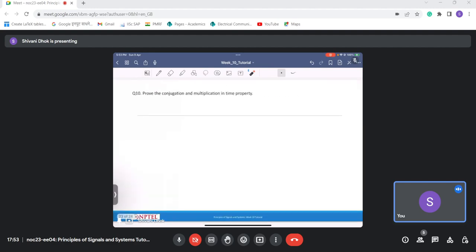Okay. Let us look at the last question of today's tutorial. Here I am deliberately taking the proofs of two properties of DTFT. We need to prove the conjugation and multiplication in time properties of DTFT. First let us consider the conjugation property. Let's say x[n] has a Fourier transform, or DTFT, X of omega, equal to summation n running from minus infinity to infinity x[n] e power minus j omega n. Now let's say x conjugate of n has DTFT as X tilde of omega.